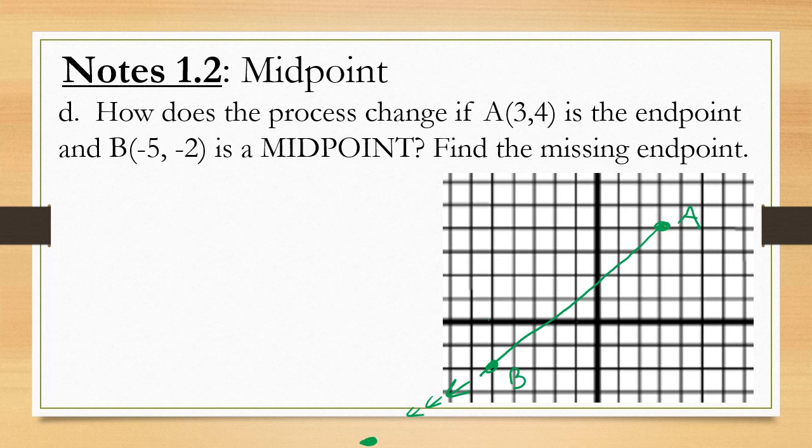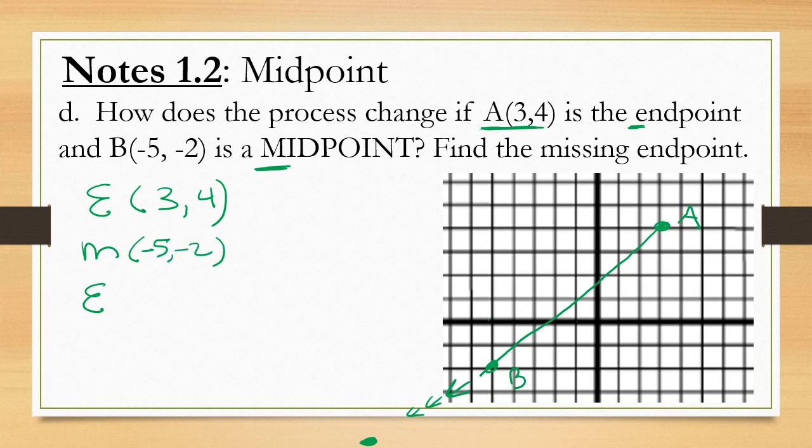This is where the process of ME comes in very handy. So remember, endpoint, midpoint, endpoint. If I look at the information given in the problem, I have point A, which is an endpoint. So I'm going to write that right here as an endpoint. Point B is a midpoint. So in ME, M stands for midpoint. So I'm going to put -5, 2.